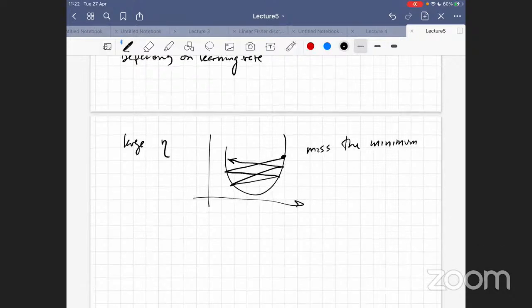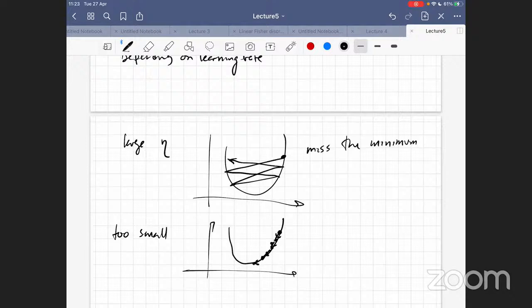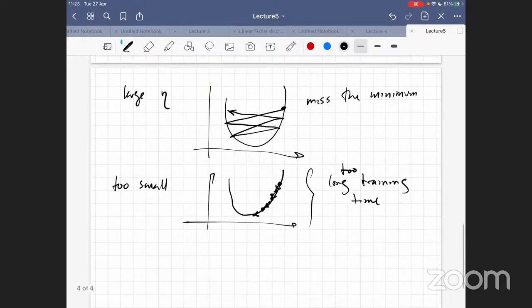And if it is too small, then you won't miss your minimum, but you are wasting a lot of time by doing small steps. And then you may waste a lot of computational time on that. So this is costly. I mean, it's a long training time, too long. So a priori, this is something that you should optimize.